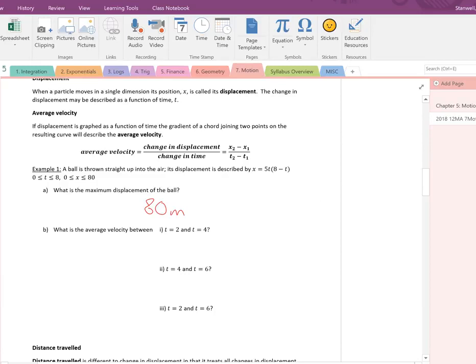Now, moving along, average velocity between t equals 2 and t equals 4. Well, let t equal 2, then x equals, what have we got here? There's my function. t equals 2, so I've got 10 times 6, x equals 60. So after 2 seconds, my displacement is 60 meters. t equals 4.